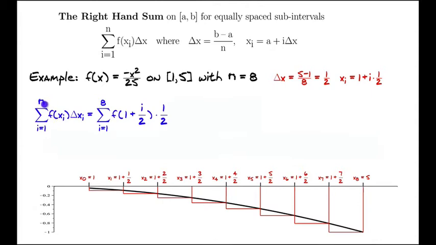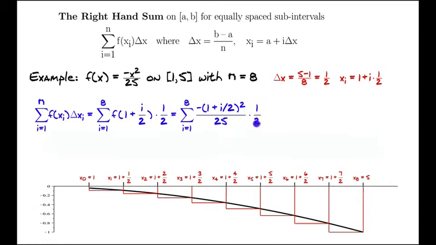If we put in n equals 8, xi is 1 plus i over 2, delta xi is all these delta x's, which is a half, and the sum runs to 8. And now we can take this function, which is minus x squared over 25, substitute 1 plus i over 2 in for x, and we get minus 1 plus i over 2 squared over 25 times i over 2. This sum represents the right-hand sum for this function.